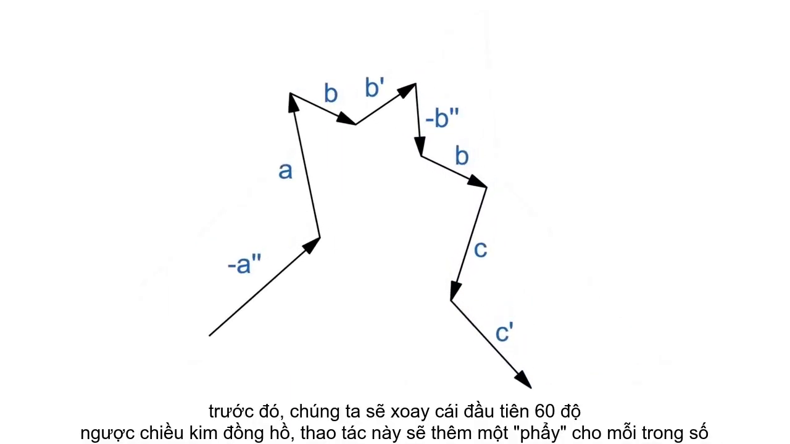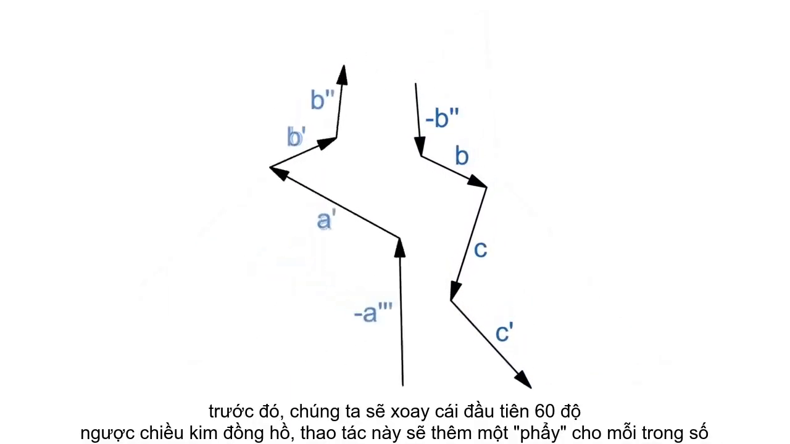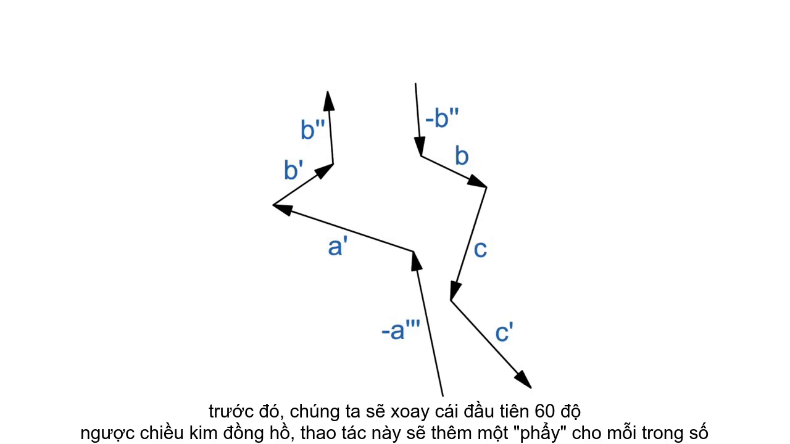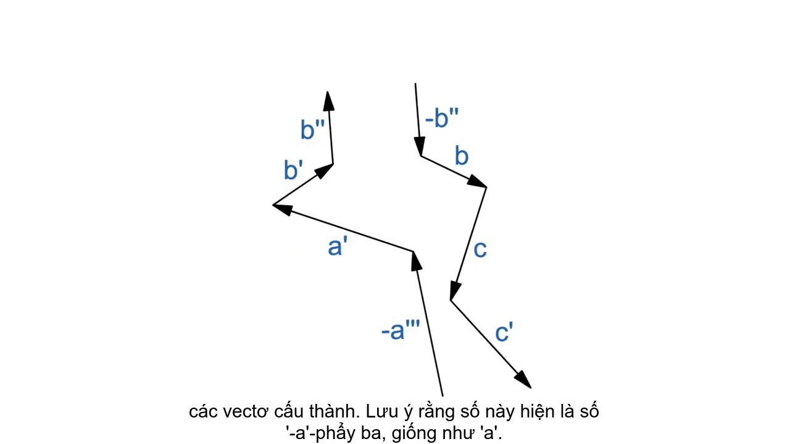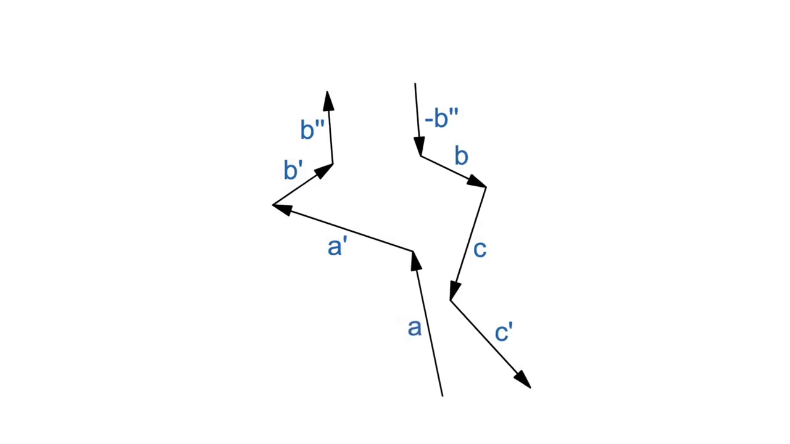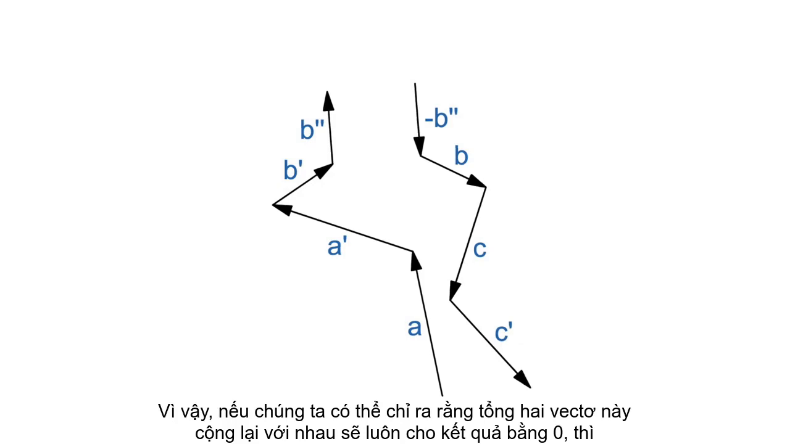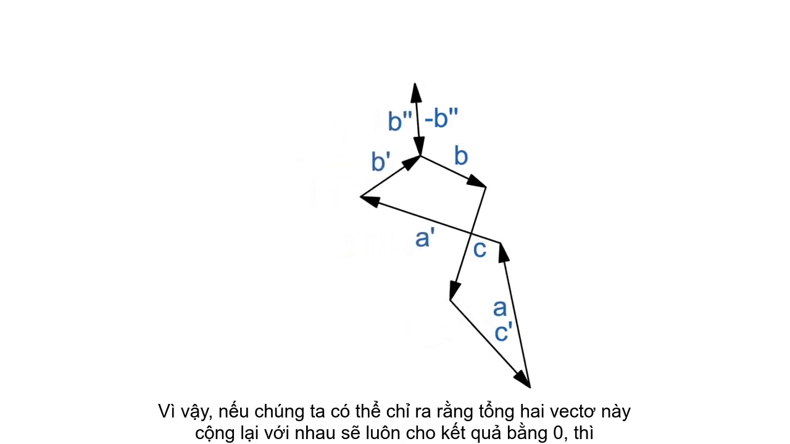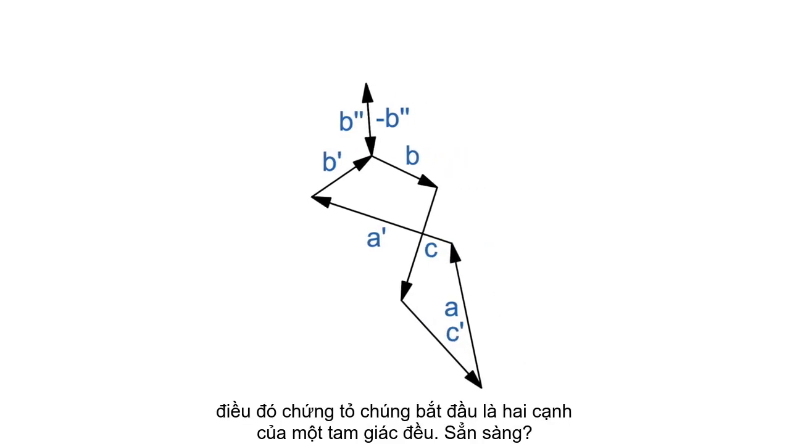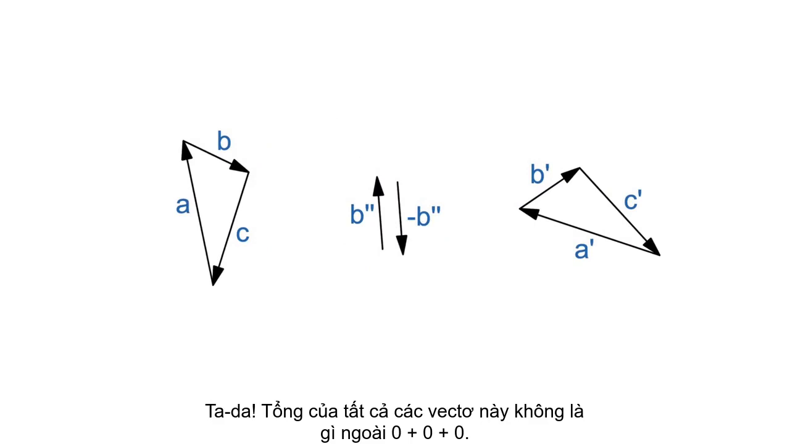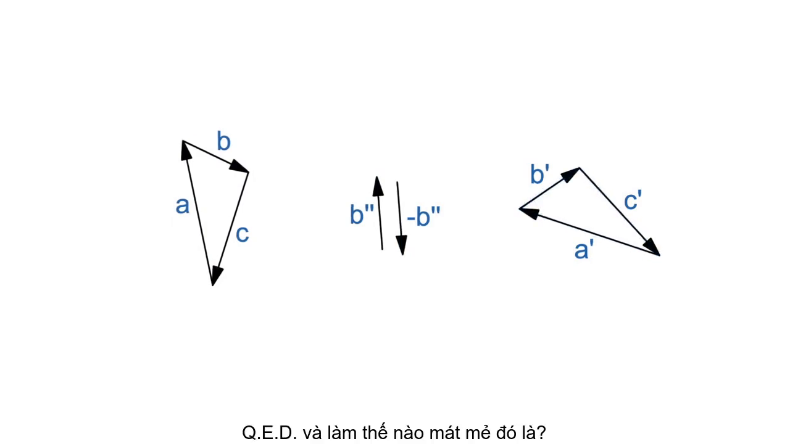Following the recipe we discussed earlier, we'll rotate the first one 60 degrees counterclockwise, which adds a prime to each of the constituent vectors. Notice that this one is now negative A'', which is the same as A. So, if we can show that these 2 vector sums added together will always result in 0, that would prove they started as 2 sides of an equilateral triangle. Ready? Ta-da! The sum of all these vectors is nothing more than 0 plus 0 plus 0. QED, and how cool is that?